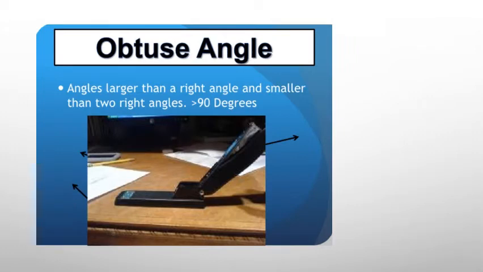Obtuse angles are those angles which are larger than a right angle, or larger than 90 degree. Remember that an obtuse angle is smaller than 180 degree. So the definition of obtuse angles: those angles which are larger than 90 degree and smaller than 180 degree are known as obtuse angles.